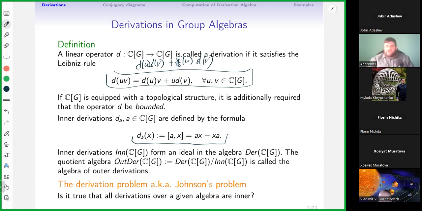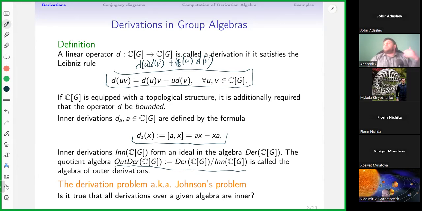Because inner derivations form an ideal in the algebra of derivations, outer derivations are the factor algebra, the quotient algebra by inner derivations. First of all, a very well-known result of Johnson: if you take a Banach bimodule over a group algebra, then there are no outer derivations, all derivations are inner, if and only if the group G is amenable.